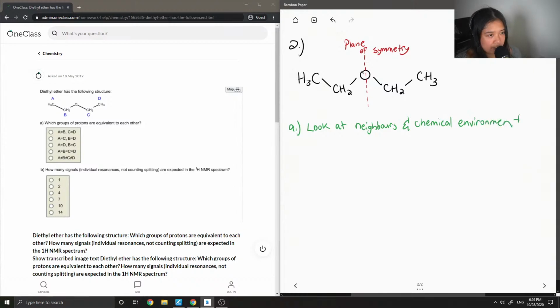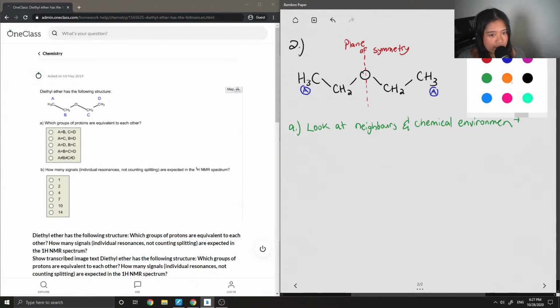And what I mean by that, let's say we're looking at the protons in this first carbon. I'll label them A. If you look at the neighbors, it has a carbon with 2 other hydrogens. And you can say the same thing for these hydrogens over here. If you look at what it's attached to, a carbon with 2 hydrogens.